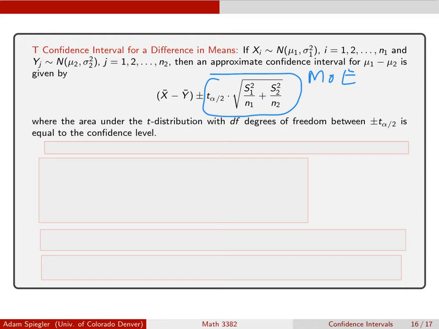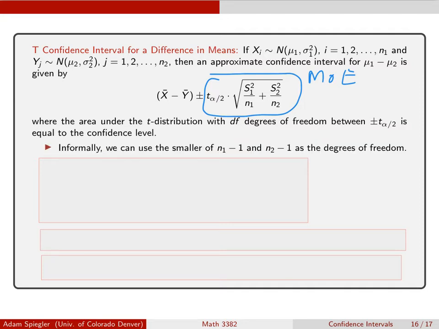One thing that we need to be careful about is that when we found this t alpha over 2, it depended on how many degrees of freedom we have in the problem. And that depended on how large your sample was. But now we've got two samples, n1 and n2. So how do we find out what the right degrees of freedom would be to use for this t-distribution? We'll talk about it.